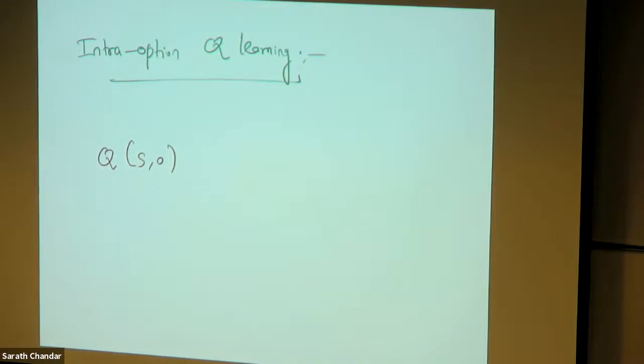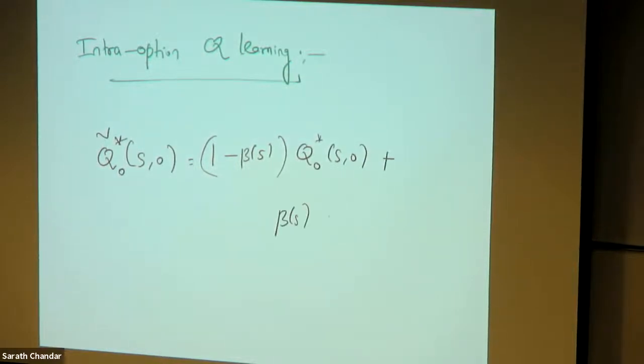This is my Q value for taking an action, with respect to some option set O. Now I'm going to modify Q star with a new definition: 1 minus beta of S times Q_O star of S comma O, plus beta of S times max over O dash belonging to O of Q_O star of S comma O dash.